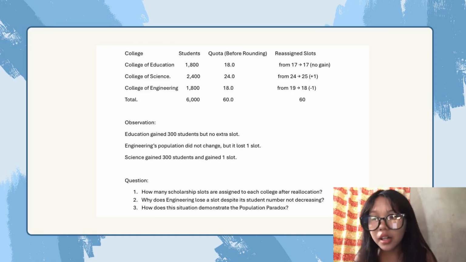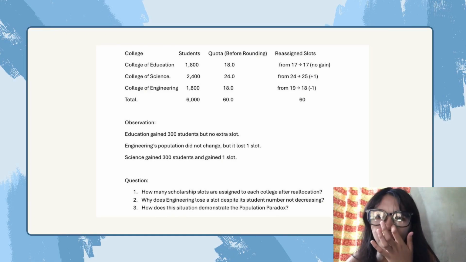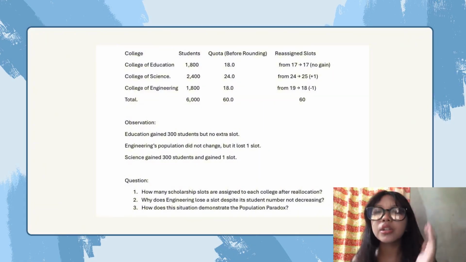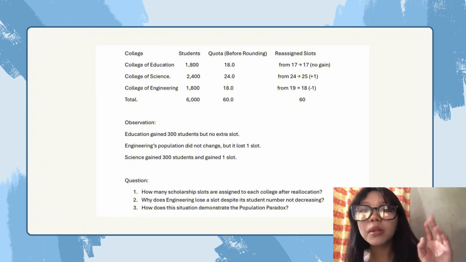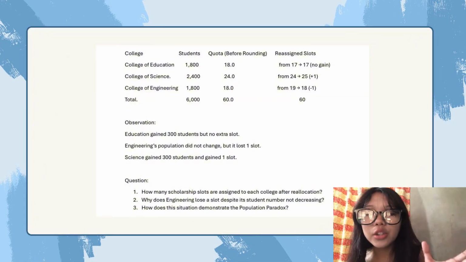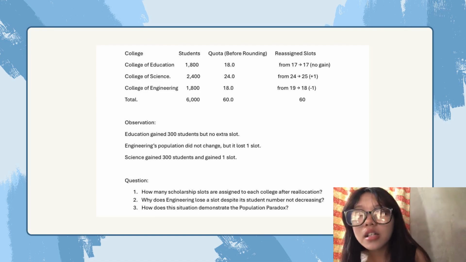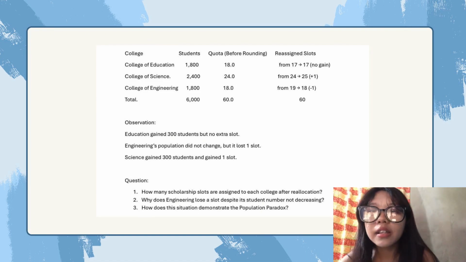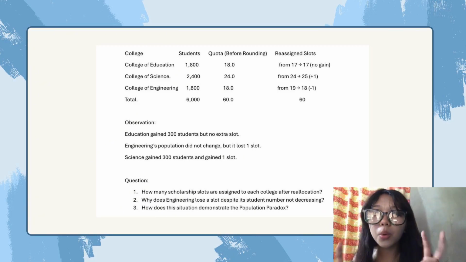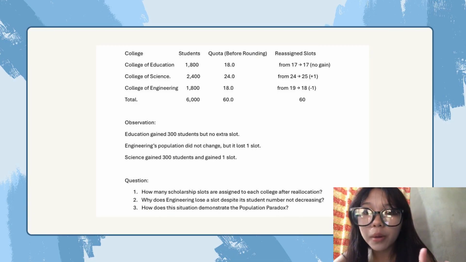Meanwhile, another college gains both students and a slot. In our case, education gained 300 students but no slot. Engineering stayed the same but lost one slot. And science gained both students and a slot. That is the population paradox.